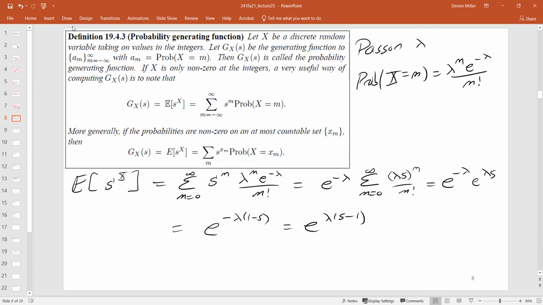So for what values does this converge? This sum makes sense because we have m factorial that grows so rapidly that it doesn't matter what s is. s to the m is only exponential growth, while m factorial gives more than exponential decay. And this converges for all s, even complex valued s if you want.